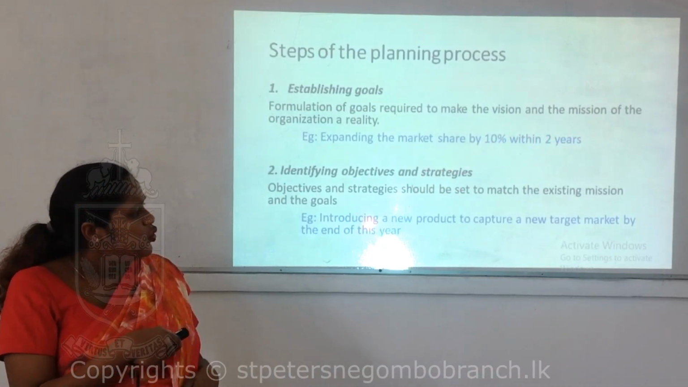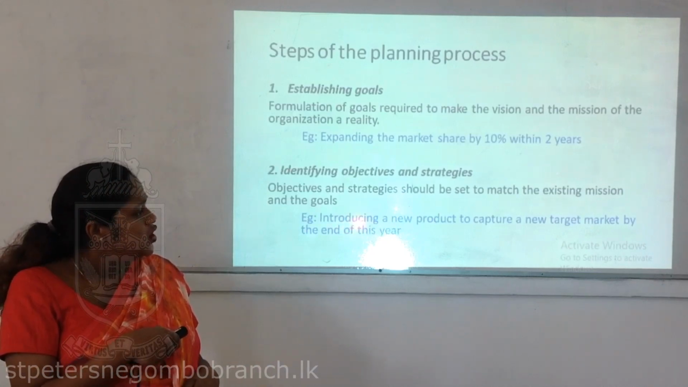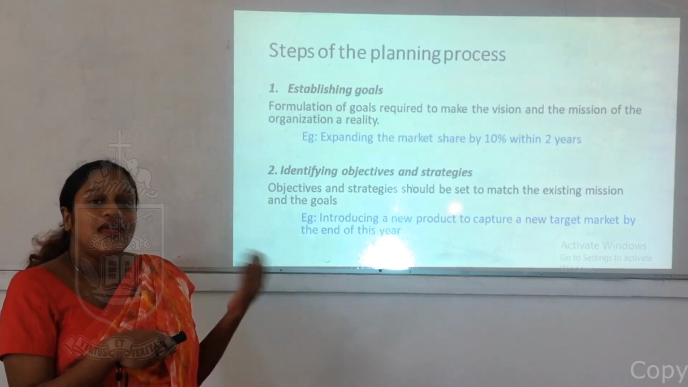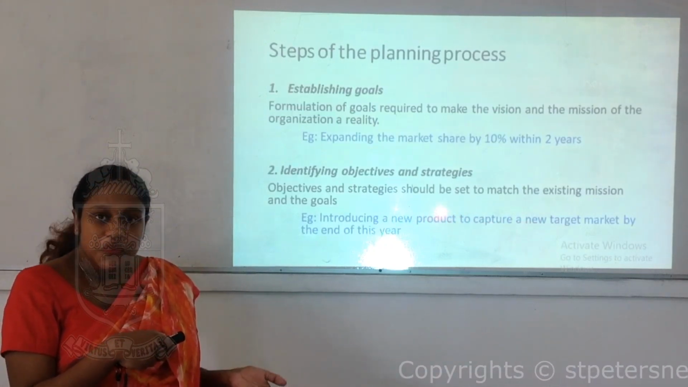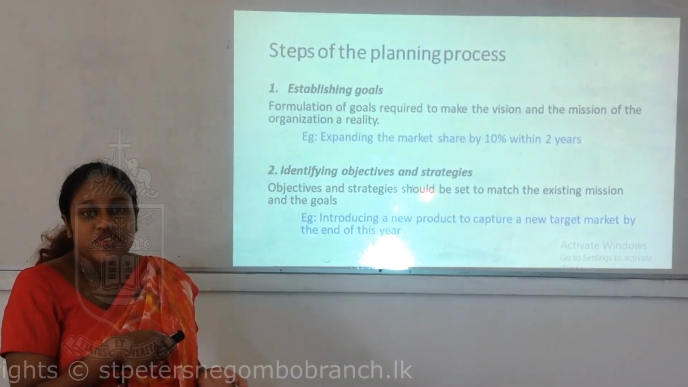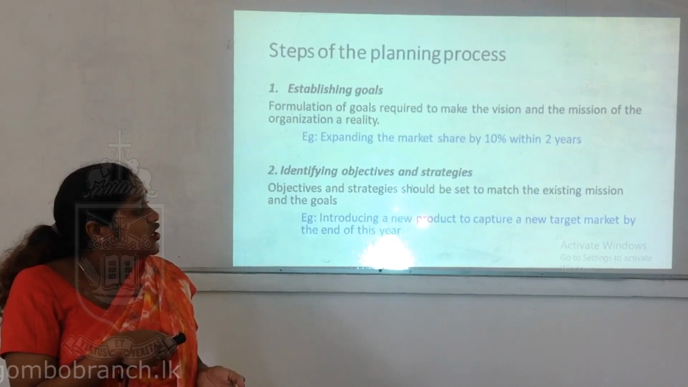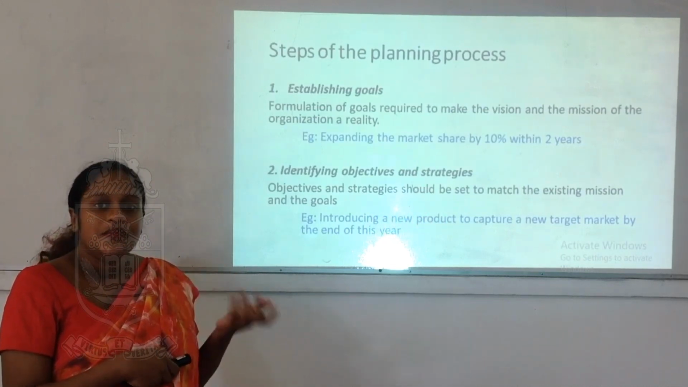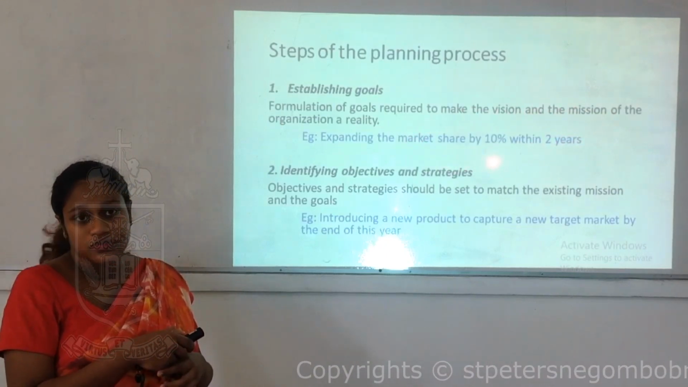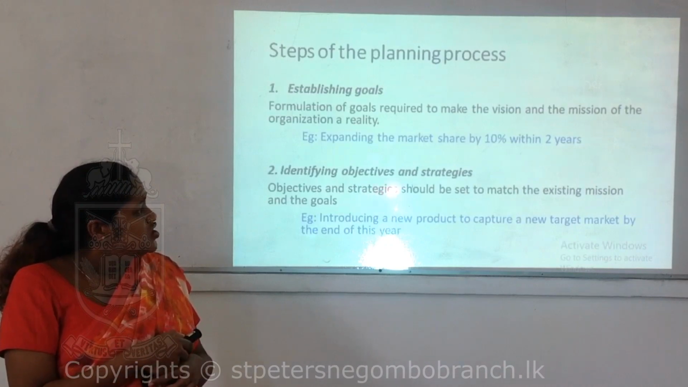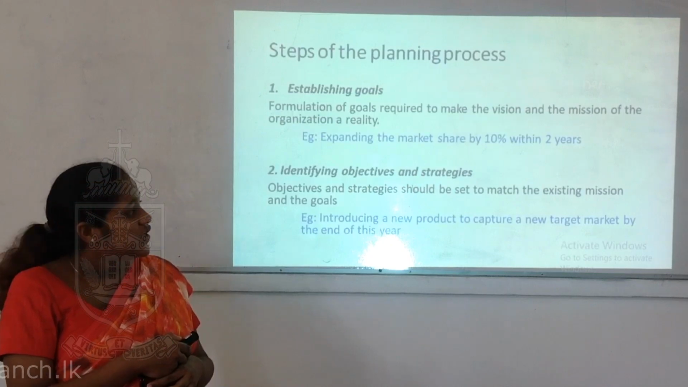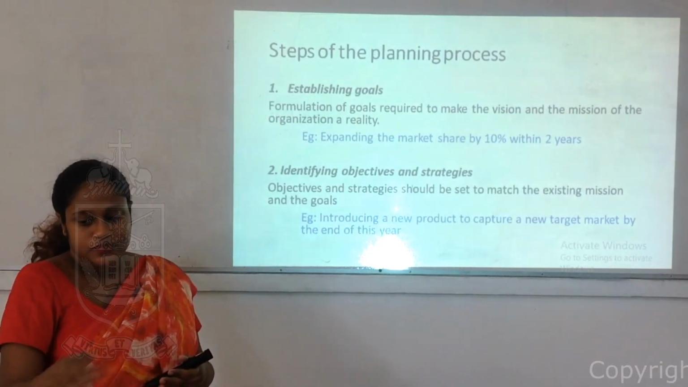Okay, so what can we do in the short run? We can introduce a new product to capture a new target market by the end of this year. So maybe let's say within 6 months. Let's say we are in the month of May, and within 6 to 7 months, we are hoping to introduce a new product, hoping that it would help us to increase our market share and it would support our long-term goal. Okay, so we have established what we want to do in the short run and the strategy to do that. So that is the second step to planning.